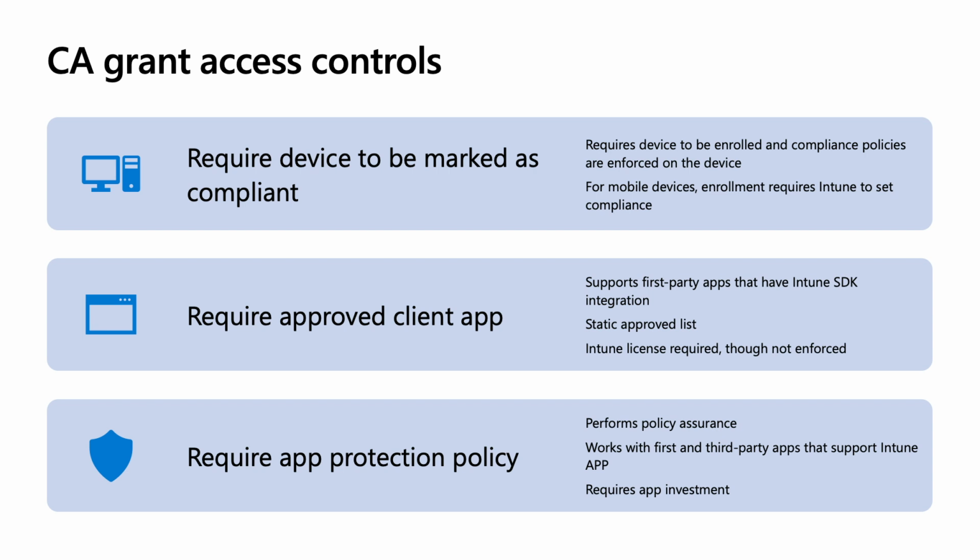And that's where we've now introduced a new grant control at the end of 2019, the Require App Protection Policy. This grant access control addresses the deficiencies in Require Approved Client App and works with both first-party Microsoft apps and third-party apps that support Intune App Protection Policies, including line of business apps. This grant access control performs policy assurance. And as I've defined previously, that means the successful delivery of an app protection policy before Azure Active Directory grants an OAuth access token. But how does that work?